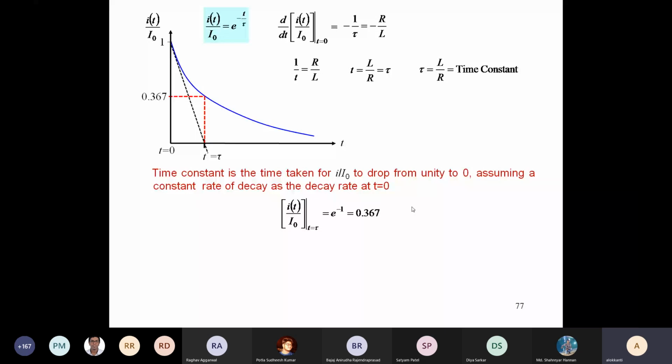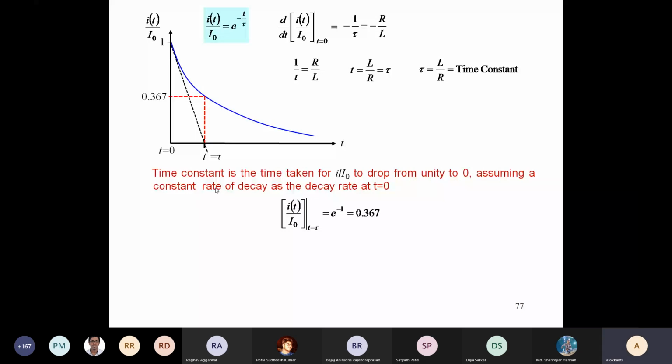So though in some books the definition is written in this form, when you are asked about time constant, what is basically expected is this definition: time constant is the time taken for I by I naught to drop from unity to zero, assuming a constant rate of decay as the decay rate at t equal to zero.